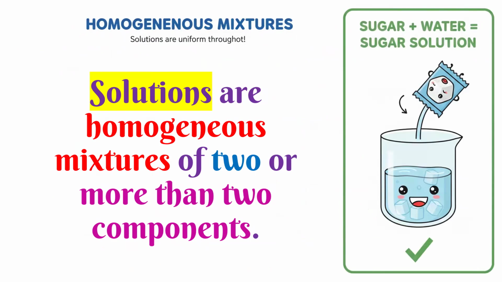What is a solution? Solutions are homogeneous mixtures of two or more than two components. Homogeneous mixture means they are uniform. After mixing, it should be uniform. Sugar plus water gives sugar solution. Sugar mixes thoroughly in the water, then becomes the sugar solution. So a homogeneous mixture of two or more components can be referred to as a solution.